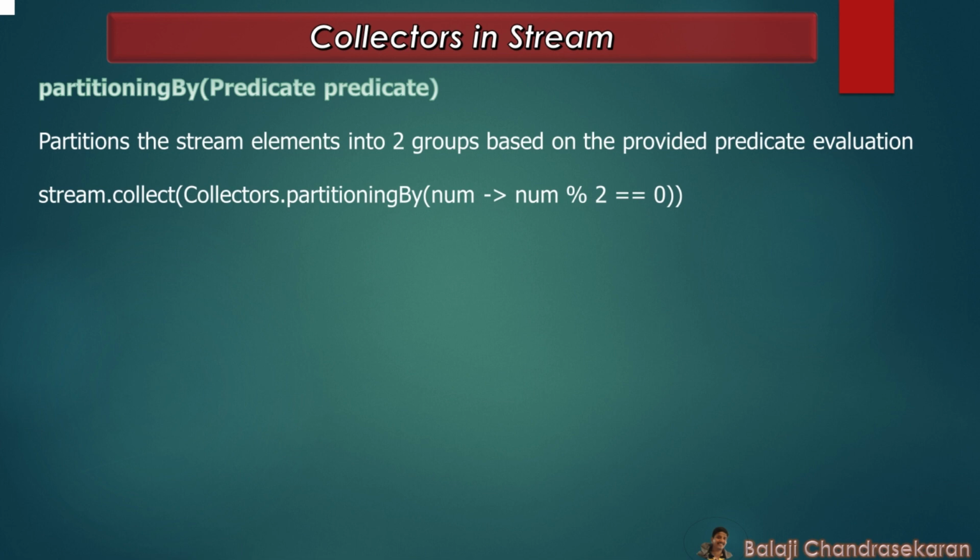In this example, the partitioningBy collector is used to partition numbers into even and odd groups based on whether they are divisible by 2. The resulting map will contain two partitions, one for even numbers keyed by true and one for odd numbers keyed by false. These collectors provide a convenient way to accumulate elements from a stream into different types of collections or perform various aggregations.